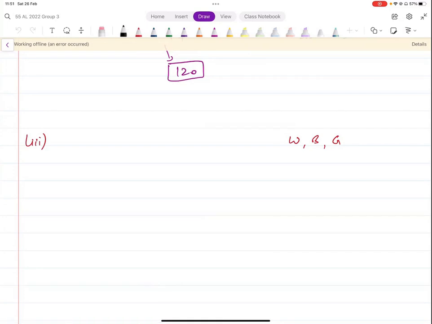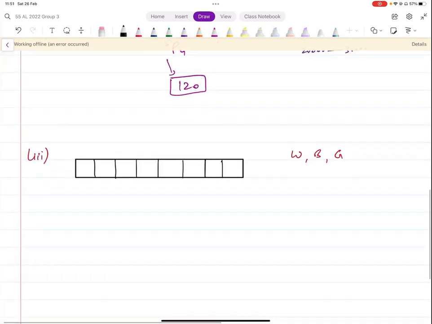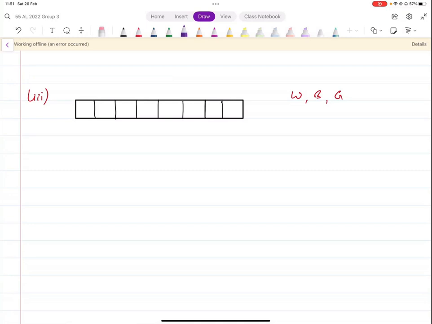Now we can't have tiles of the same color next to each other. We've got 8 total places, and we don't want tiles of the same color next to each other. Now think about it. How many options do we have for filling the first box? How many possible ways do you have to fill the first box?